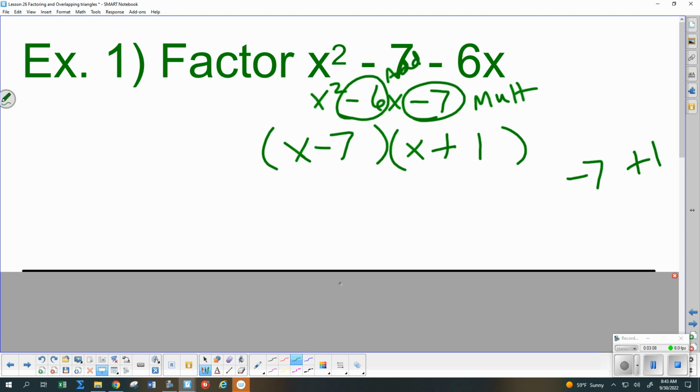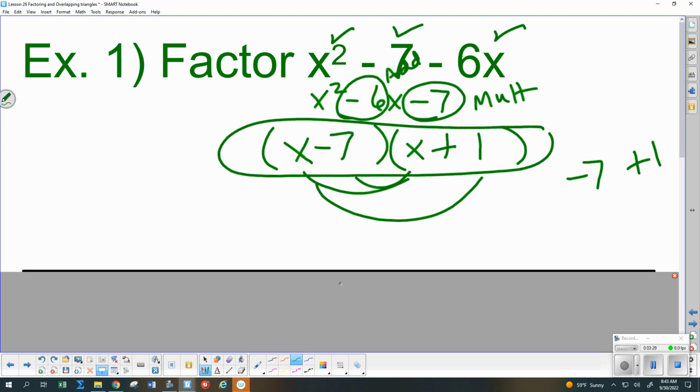Quick FOIL check. First times first is x squared. Outside times outside, I get a plus x. Inside, I get a -7x. Plus x minus 7x is the -6x. And last times last, -7 times +1 gives me the -7. So we are confident that this is our correct way to factor that one.